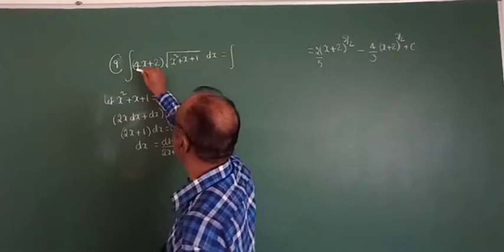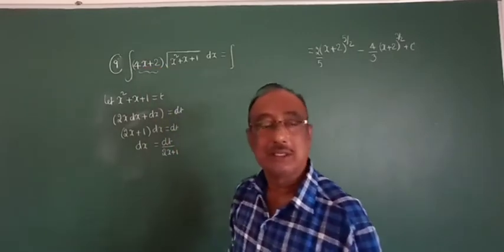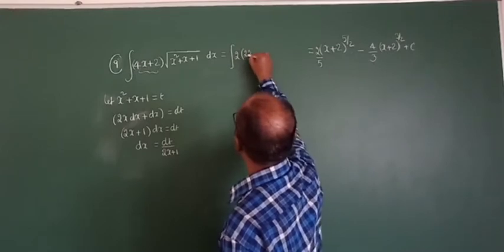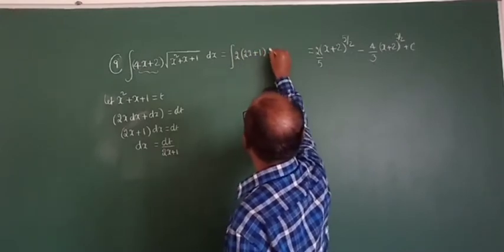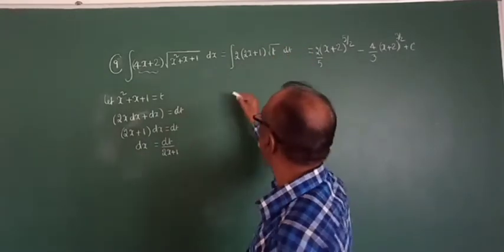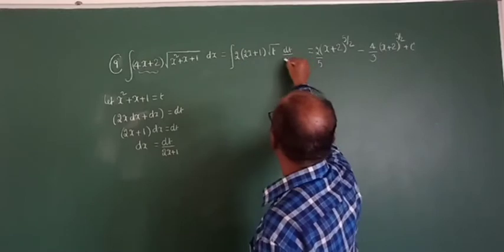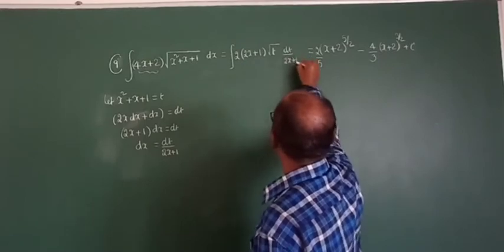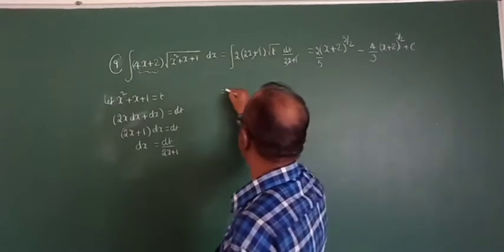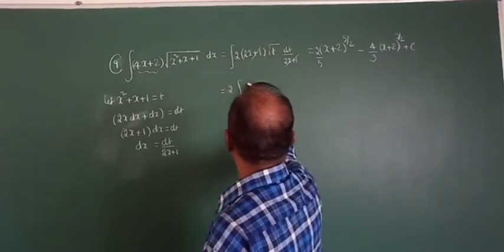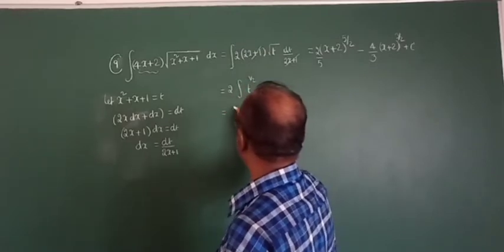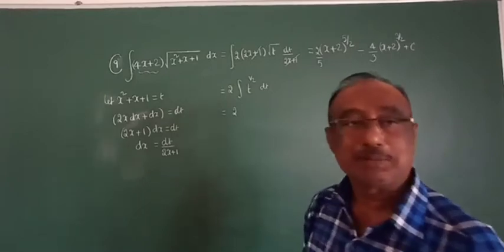In the first one, what is common? 2 is common. Take 2 common, it will become 2x plus 1, root function t, into dt. Now write dx as dt by (2x plus 1); both cancel. Now 2 is the coefficient outside. Integral of root t means t power 1 by 2 into dt. T power 1 by 2 uses the x power n formula.